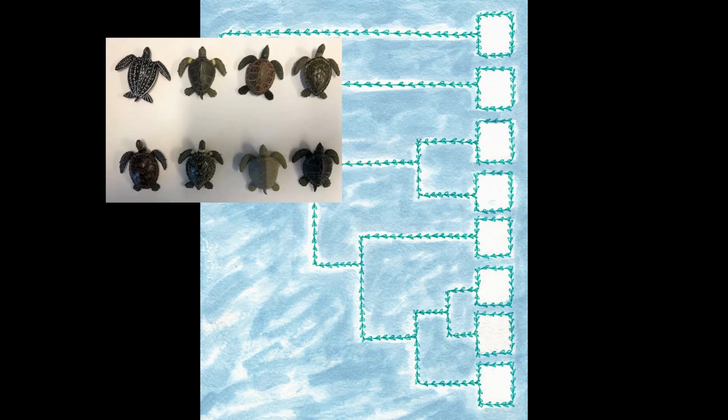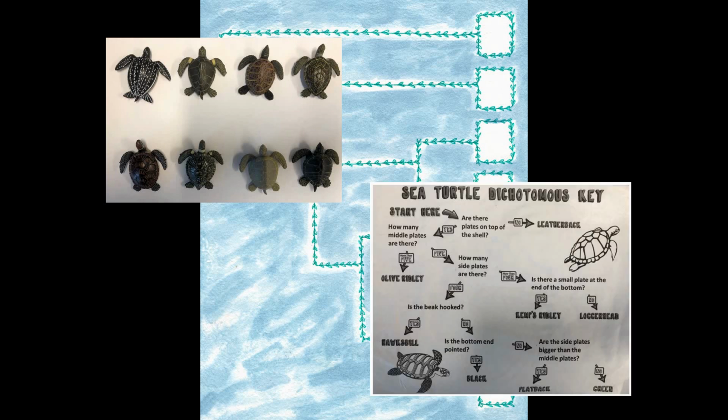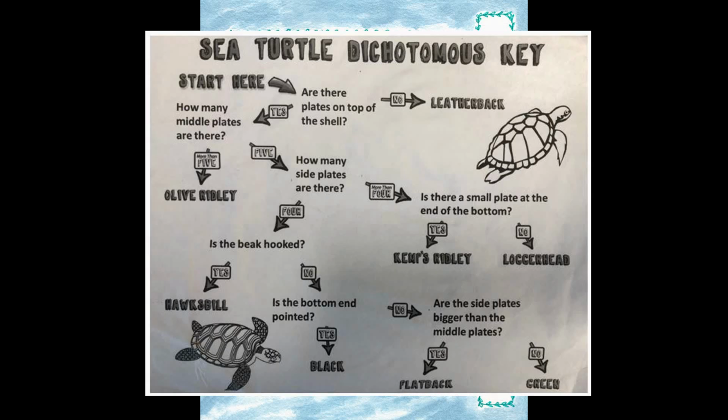The participant will be figuring out how 8 different species of sea turtles are related to each other using homology. This is done using a dichotomous key, which asks a yes or no question about the presence of a particular trait. Let's start from the top. The first question asks, are there plates on the top of the shell? The participant will divide the turtles up by whether plates are present or not.